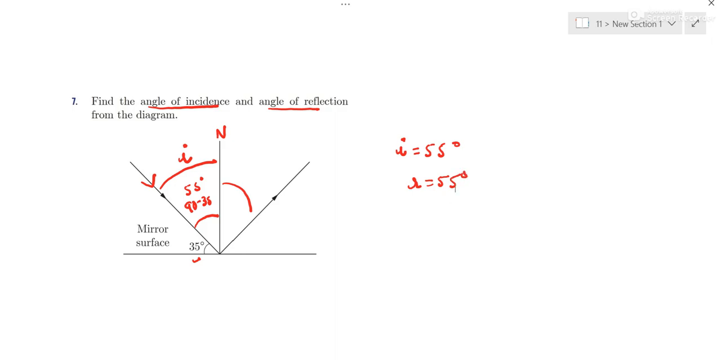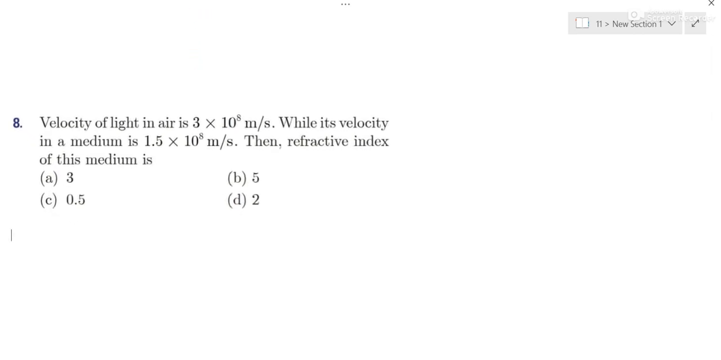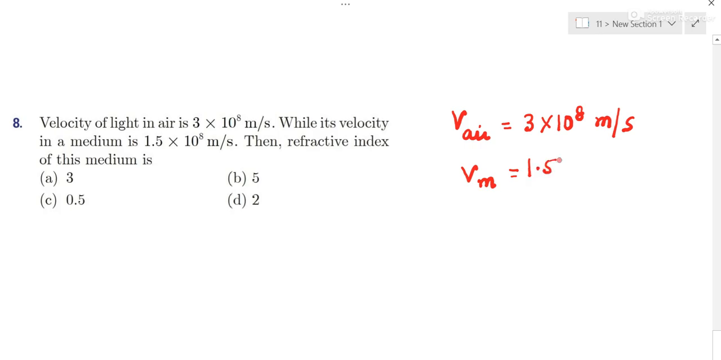So I am not showing you the options. Let us see this. Velocity of light in air is 3 into 10 to the power 8 meter per second, and velocity in medium is 1.5 into 10 to the power 8 meter per second.